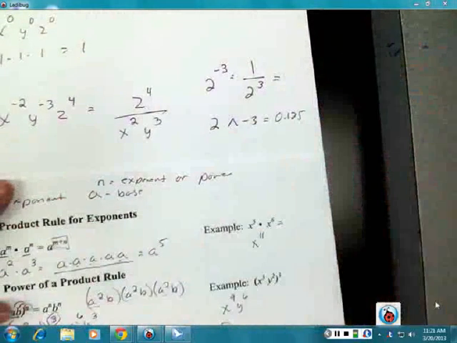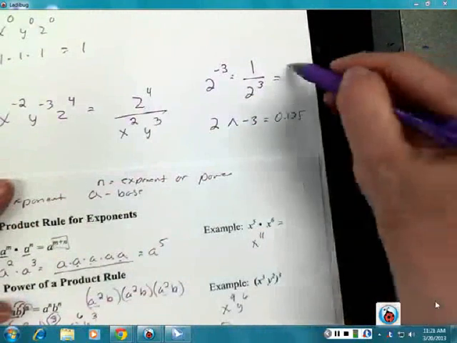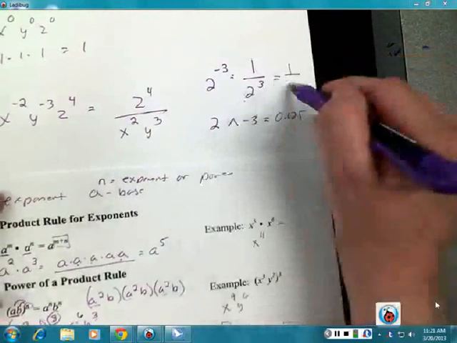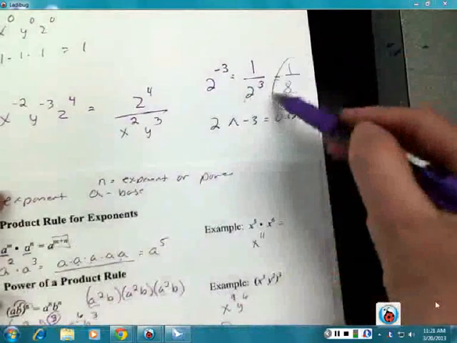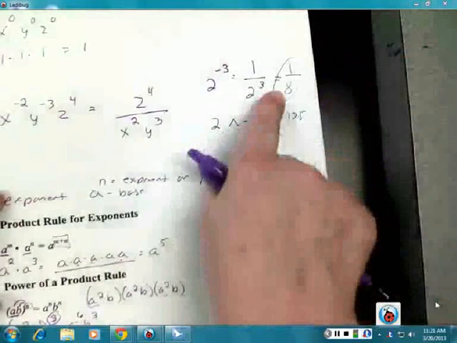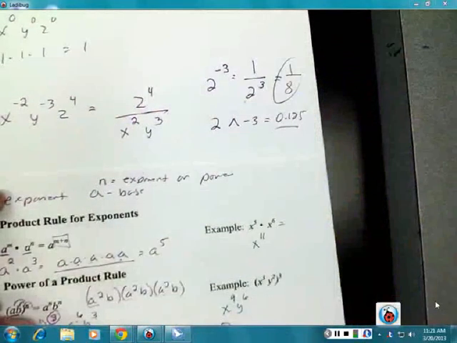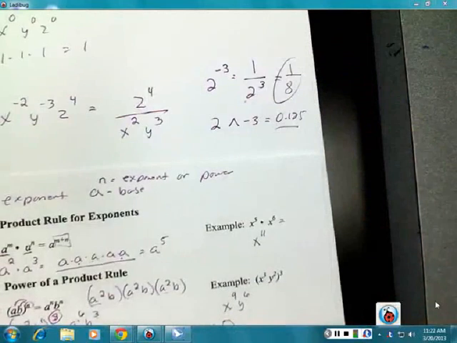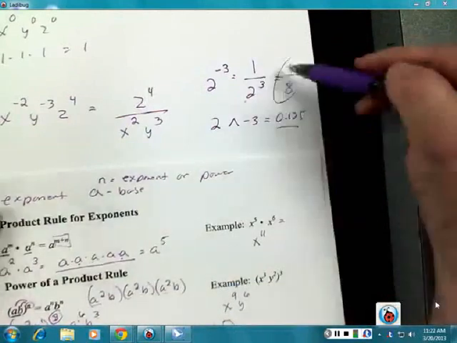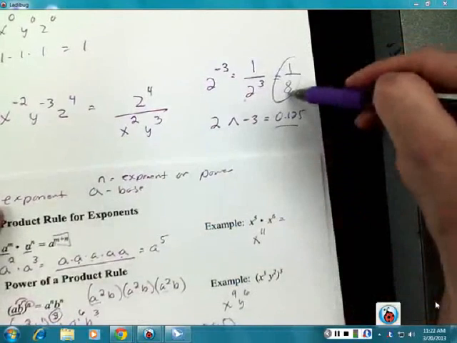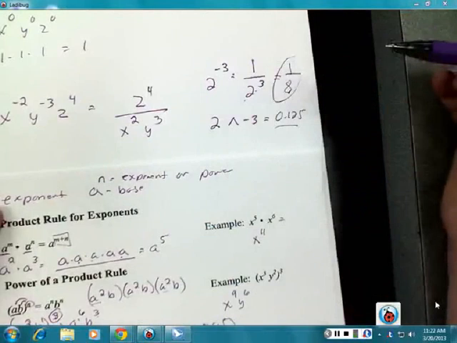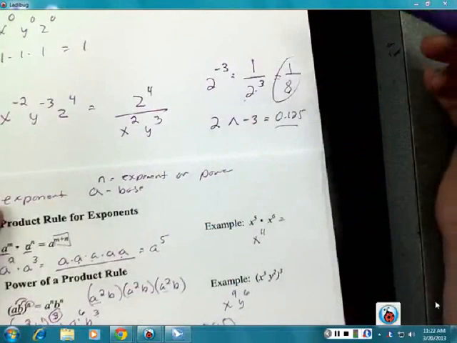And what's 2 to the 3rd power? 2 times 2 is 4, times 2 is 8. And if I divide 1 by 8, I get 0.125. So what it does numerically is it makes things into fractions. Because it moves to the denominator, it becomes a fractional value. That's what negative exponents do. They're our way of working with fractions.